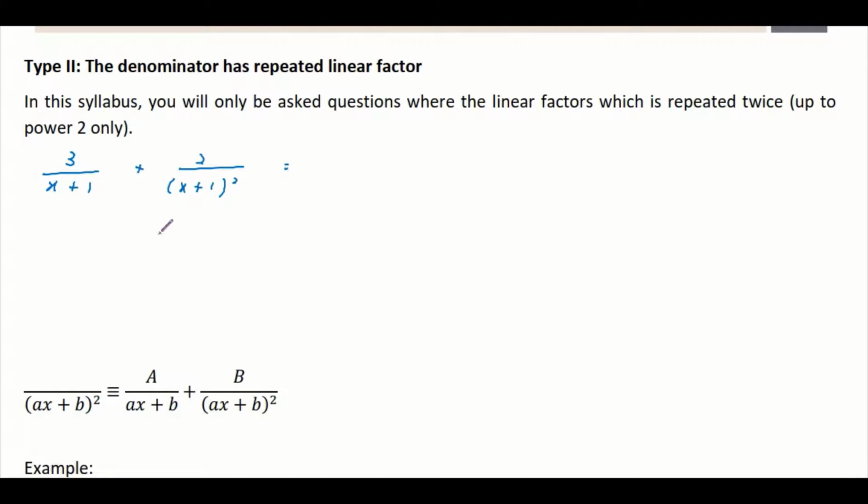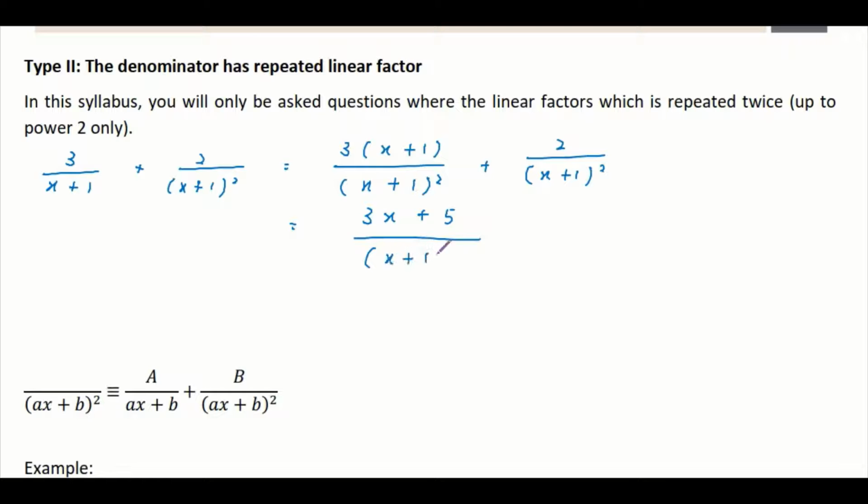Okay, so when I want to add them together, what I'll be doing, because the second one is the square of the factor that I have in the first term, right? So I'm not going to multiply them with each other. I'm going to just change my first term into x plus 1 squared. So I will be doing 3x plus 1, then after that, x plus 1 squared plus 2x plus 1 squared. So I'll be getting 3x. Since it's easy, let me just write down the answer. Then x plus 1 squared.